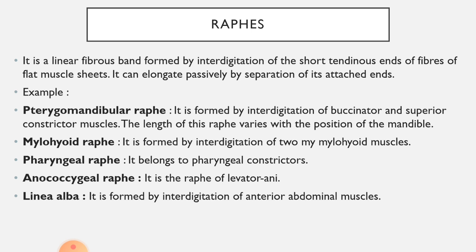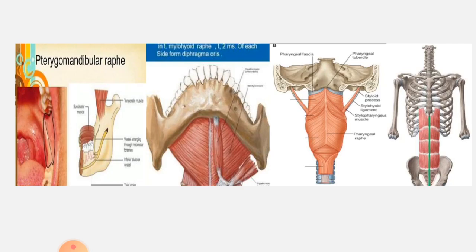Anococcygeal raft, it is the raft of the levator ani muscle, which takes part in the formation of the pelvic floor. Linea alba, it is formed by the interdigitation of the anterior abdominal wall muscles, and one example is the rectus abdominis muscle, which forms the linea alba.